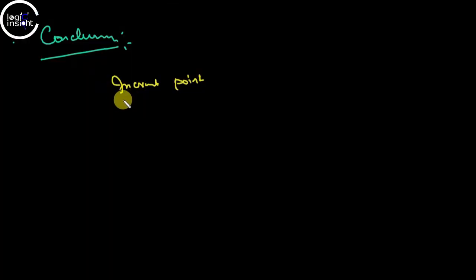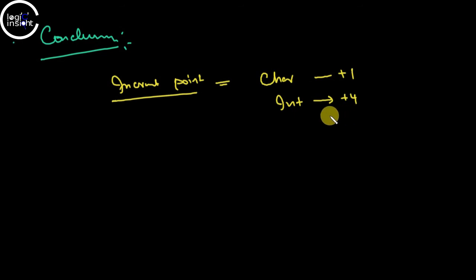While incrementing the pointer, it depends on what pointer it is, right? If it is a character pointer, it is incremented by 1. If it is an integer pointer, then it is incremented by 4, plus 4 for float and plus 8 for double. So it depends on what type of pointer we are using. That is the reason why, in the earlier slide I showed you that while incrementing, the character pointer is incremented one time and the integer pointer is incremented four times.